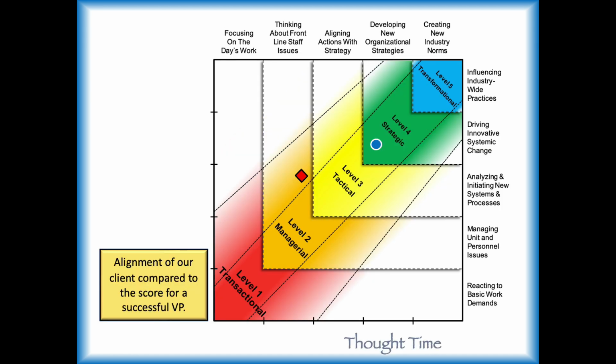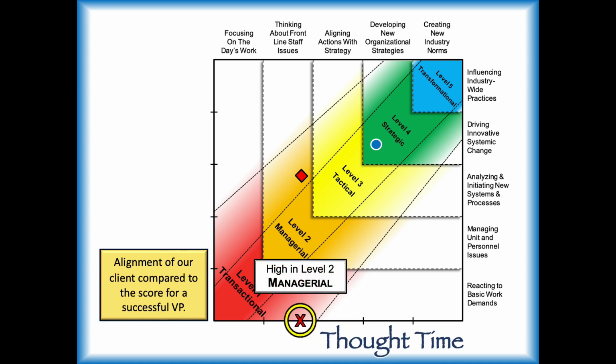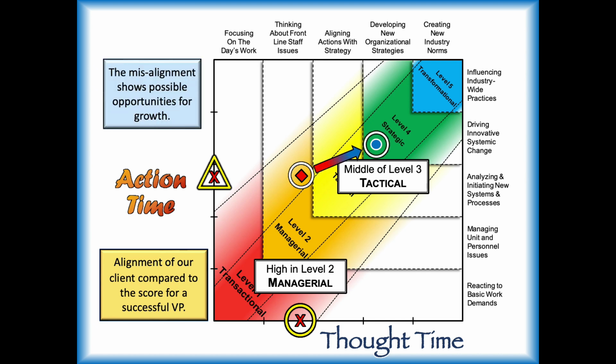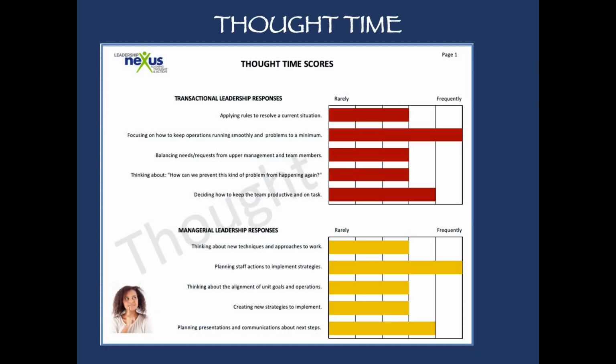The thought time score in this example falls in the high managerial level, level 2, circled below, and the action time is squarely in the middle of the tactical level, level 3, the triangle. So what we have here is an individual whose thought time and action time are somewhat misaligned, and both thought and action are below that of a successful VP. Clearly, this individual has opportunities to grow into the vice president role, and this is where the Individual Response Workbook is most useful. Let's begin with the thought time scores for the client.